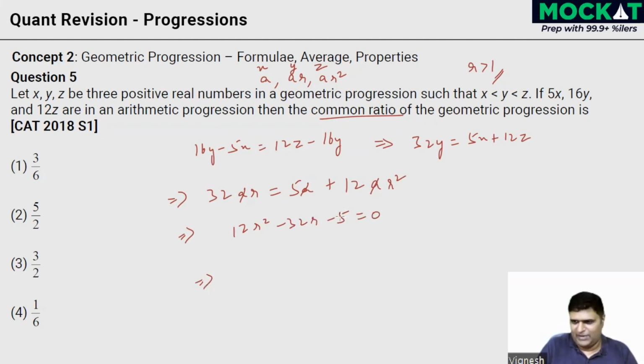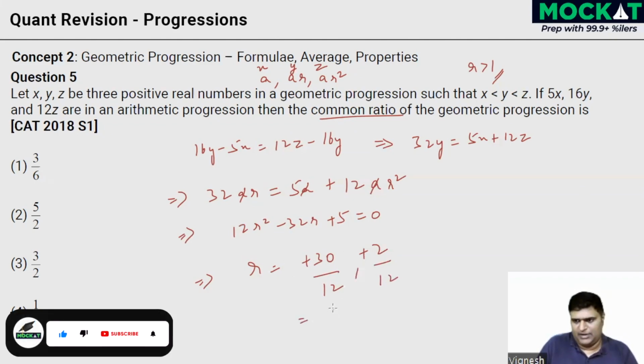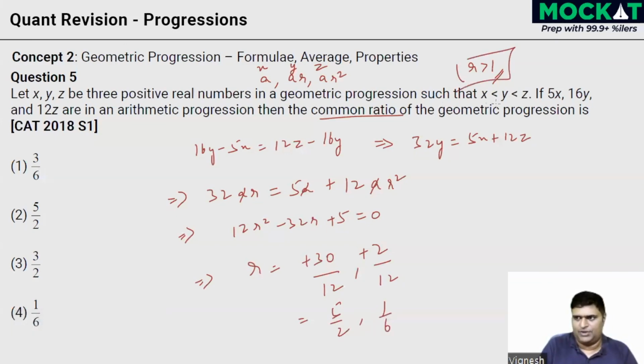And 12 into minus 5 is minus 60, or hold on. It's actually plus 5 over here. 12 into plus 5 is plus 60. Minus 32 can be split as minus 30 and minus 2. This is a direct one-step method, which we'll be seeing under quadratic revision. Minus 30 and minus 2, I can split it as, switch the signs, divide by the coefficient of r square, and that's it. We found the two r values. What are they? 30 by 12, which is 5 by 2, or 1 by 6. But r has to be greater than 1 because of this inequality. So r greater than 1 is only 5 by 2. So option 2 over here becomes the answer.